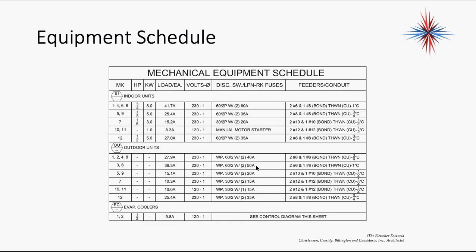Equipment schedule. The equipment schedule, again, is the one I'm most concerned about. Okay, I want to know, these are probably condensers. Each one of them runs at a maximum load of 27.9 amps. It's 230 volts, single phase. That's what the one is. Okay, and it's going to tell me exactly what the breakers are. Okay, it's a 40 amp breaker, 2 of them for each.